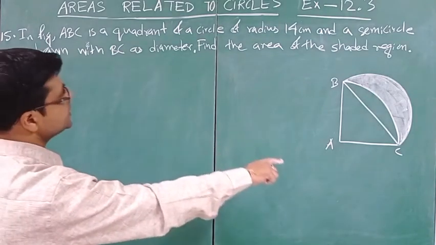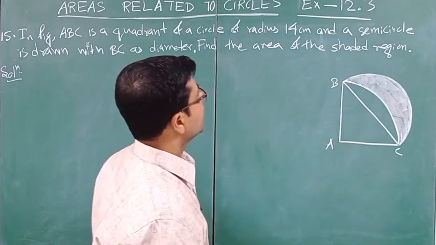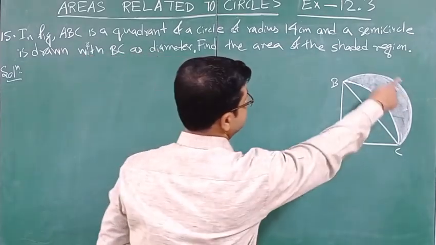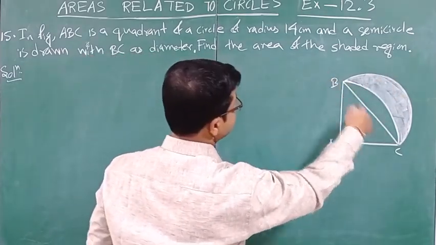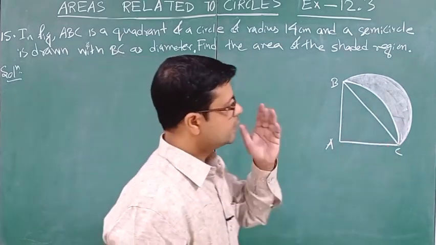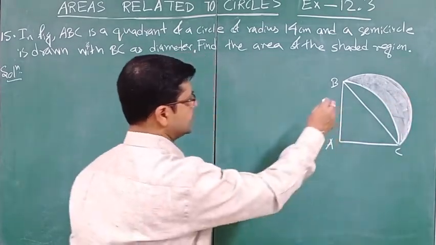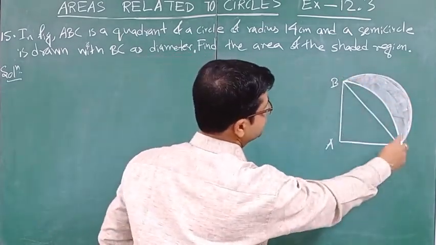In figure, ABC is a quadrant of a circle of radius 14 centimeter and a semicircle is drawn. This semicircle is drawn with BC as the diameter. Find the area of the shaded region. Now, dear students, here we have to find the area of this shaded region. How will we find it? Area of the shaded region is area of the semicircle.